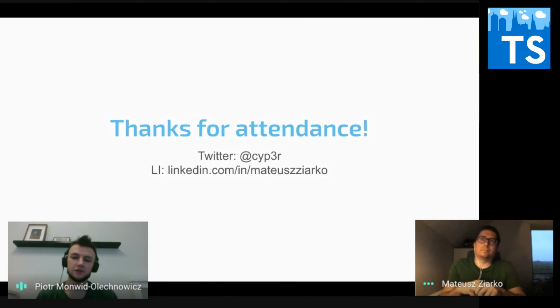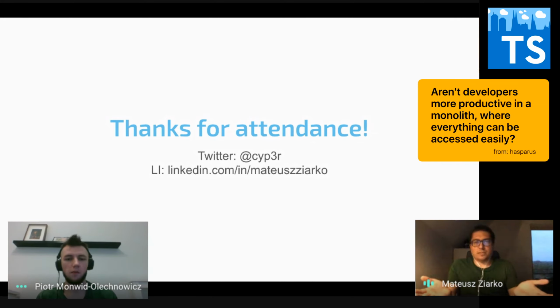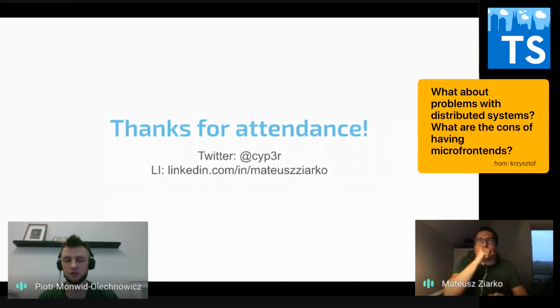Yep. Okay. Krzysztof asked a question. What about problems with distributed systems? What are the cons of having micro frontends? As always in distributed microsystems, differences and versioning. Yeah. So yeah. I think we had a lag and it was stuttering. So could you repeat that sentence? Of course, yes. What are the cons of using micro frontends like a distributed system?